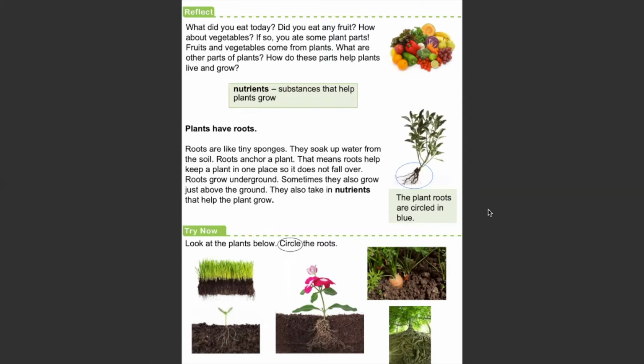Try now. Look at the plants below. Circle the roots. Let's try the first one together. I have my plant here. But remember, roots grow underground. So I'm going to circle the roots. Try to find the other roots on your own.